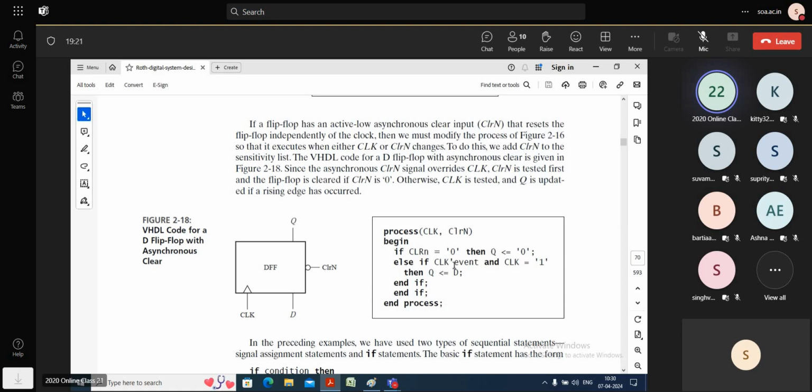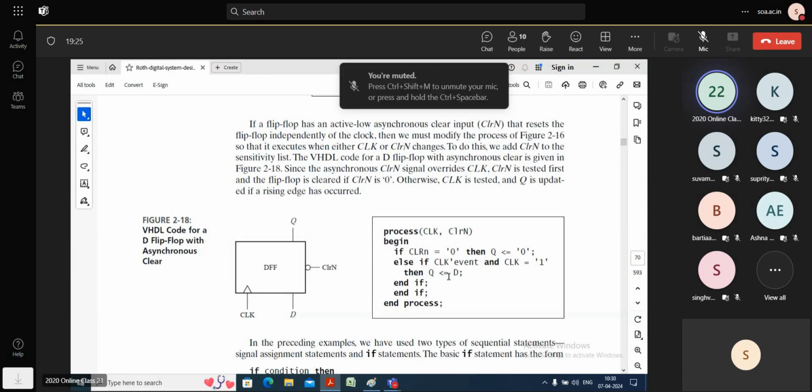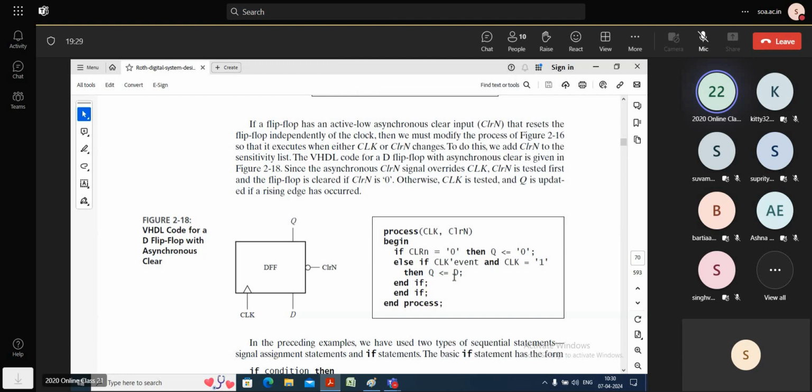Else if CLK'event and CLK equal to 1. So this is as in the previous example we discussed. It means there is a rising edge of the clock, then Q equals D. Now this is the end of this inner if block, and this is the end of this outer if block. You can see that there are two ifs. Then end process.